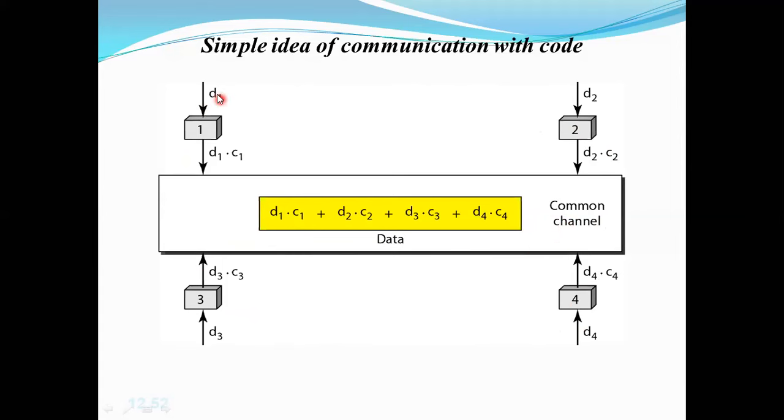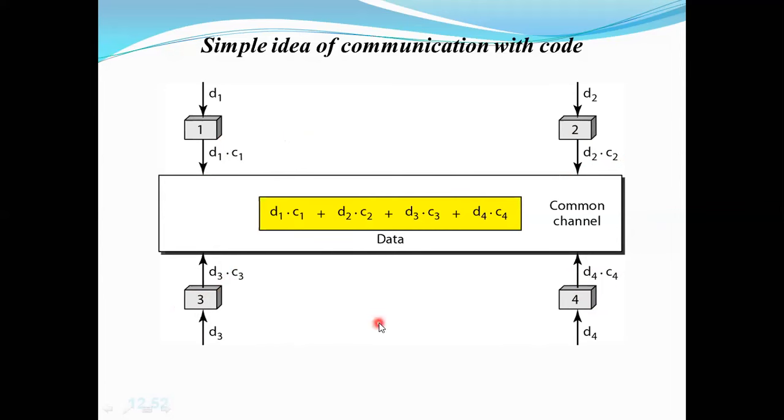Now let us imagine D1 represents the data of station 1, and C1 is the code of station 1. Similarly, D2 is the data of station 2, and C2 is the code of station 2. Station 3 has data D3 and code C3. D4 is the data of station 4, and C4 is the code of station 4. All these codes C1, C2, C3, C4 are different. That means every individual station is assigned a different code.